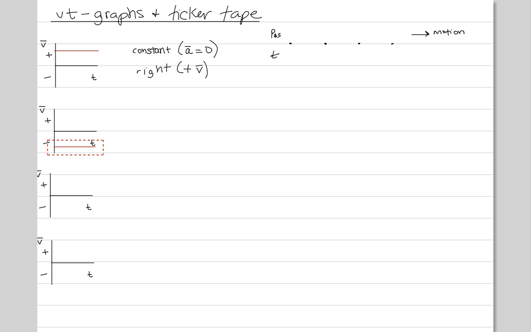Let's draw the exact same thing, but this time negative. So horizontal, negative. Again, we have some similarities. We have a constant velocity, therefore a is 0. But it's going to be traveling leftward, because of the negative velocity.